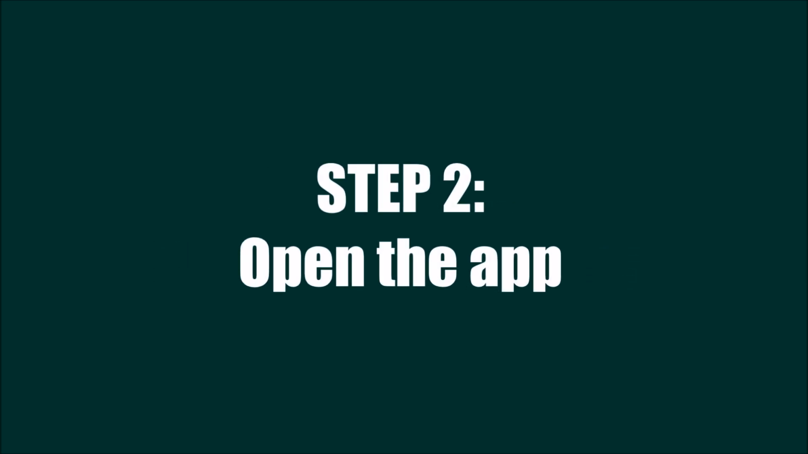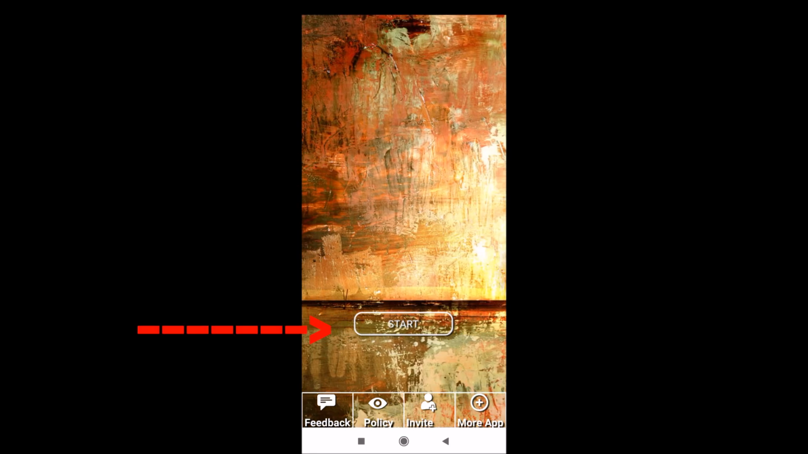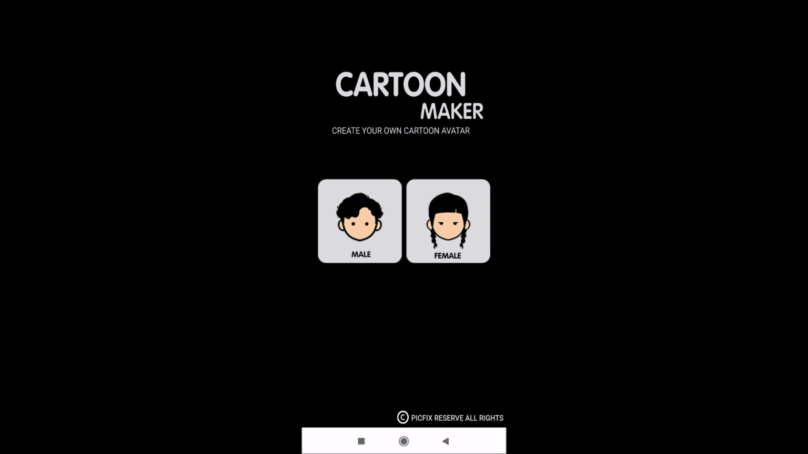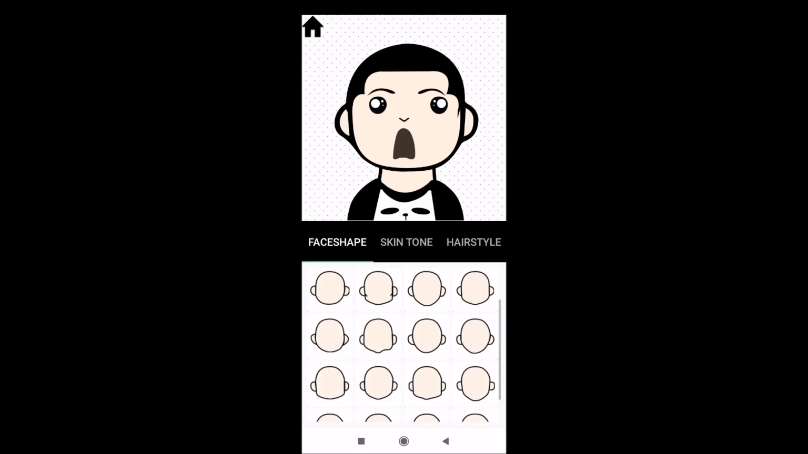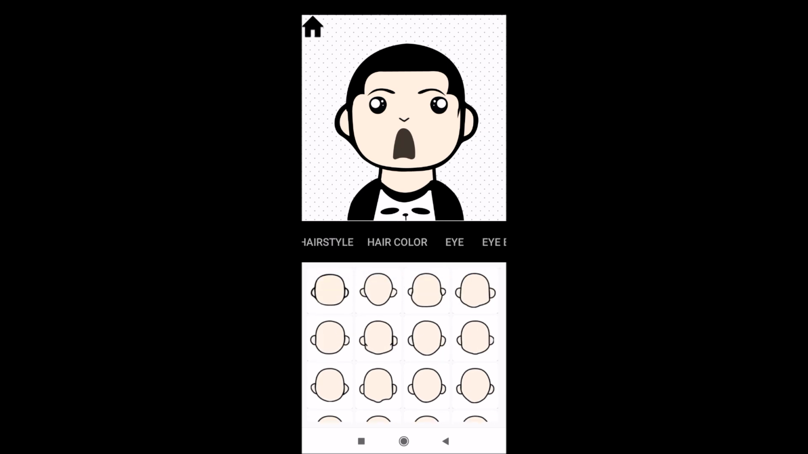Step 2. Open the app, and click on the Start button to continue. Select gender. In this case, I am choosing male. Here we go to the main part. Step 3. Customize. Now start designing your character with the options given to change, like hair, skin tone, etc. Let's make an example character.